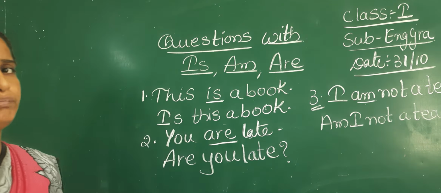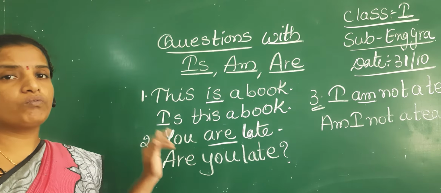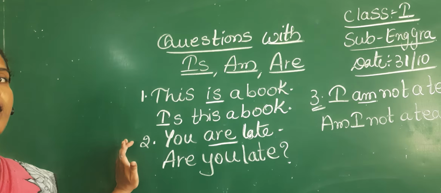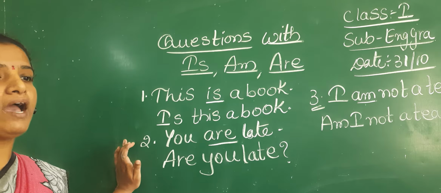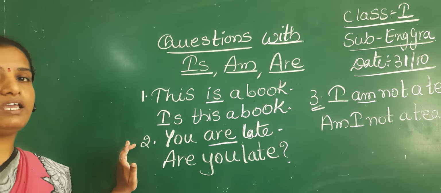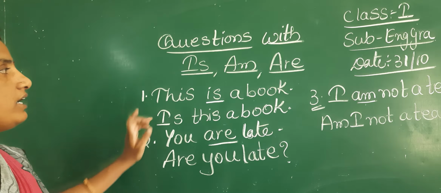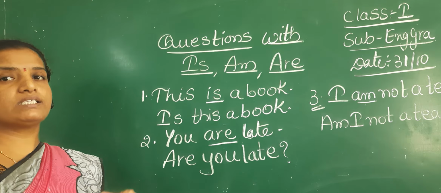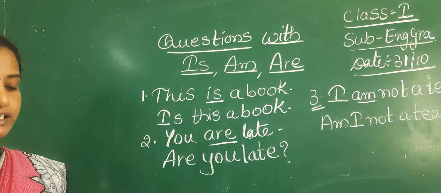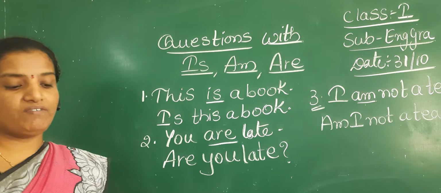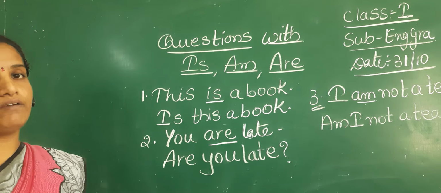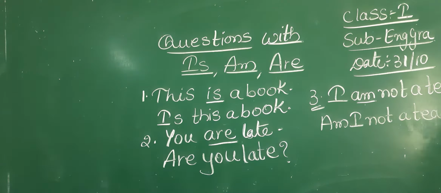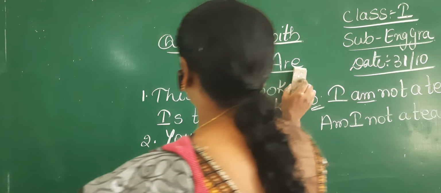So children, by observing these three sentences, what you have learned? Whenever you have is, am, are in the sentence, you have to start questions with is, am, are. Okay, is, am, are sentence lo unte meeru questions is, am, are tone start cheyalsi untundi. Okay, so today we will discuss the first Roman given to you related to this topic, children. See the first exercise, first Roman.